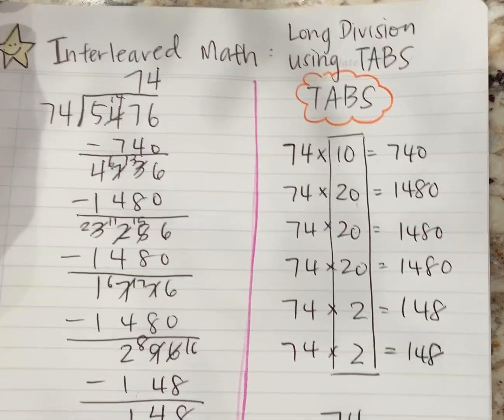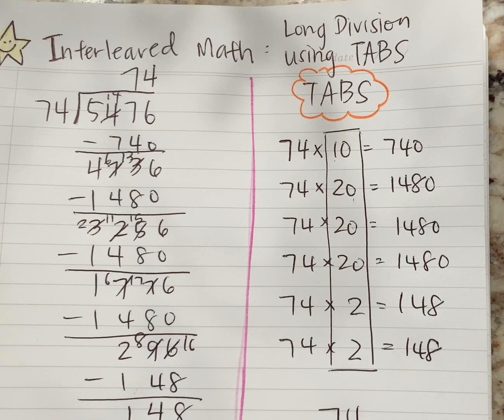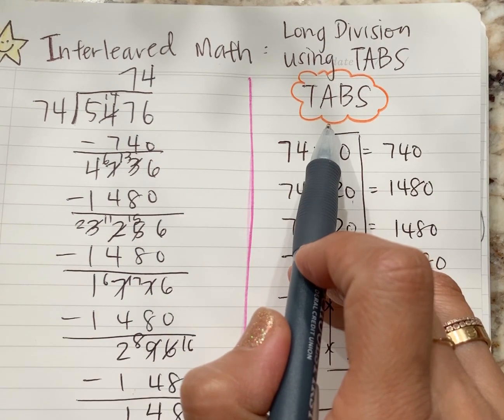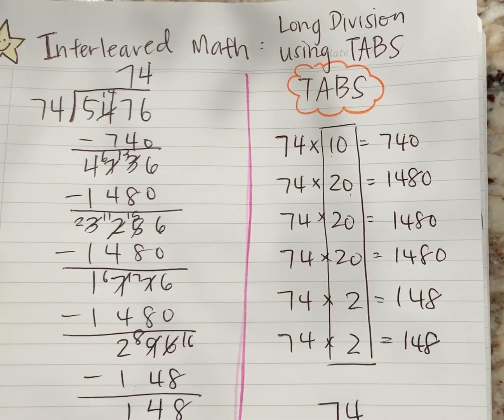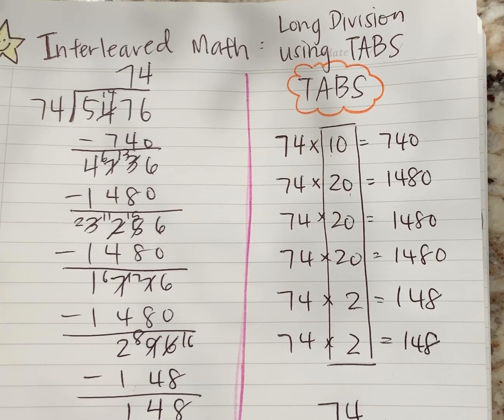Okay, I hope this was a good reminder on how to use this method called tabs. And again, from now on, we're going to be doing all interleaved math, meaning we're going to be reviewing standards from the beginning of the school year. So things are not going to go quite in order. I'm just going to kind of take a look at the work that you've done and pick and choose things that I feel like students need a review on before you move on to 7th grade and leave me.